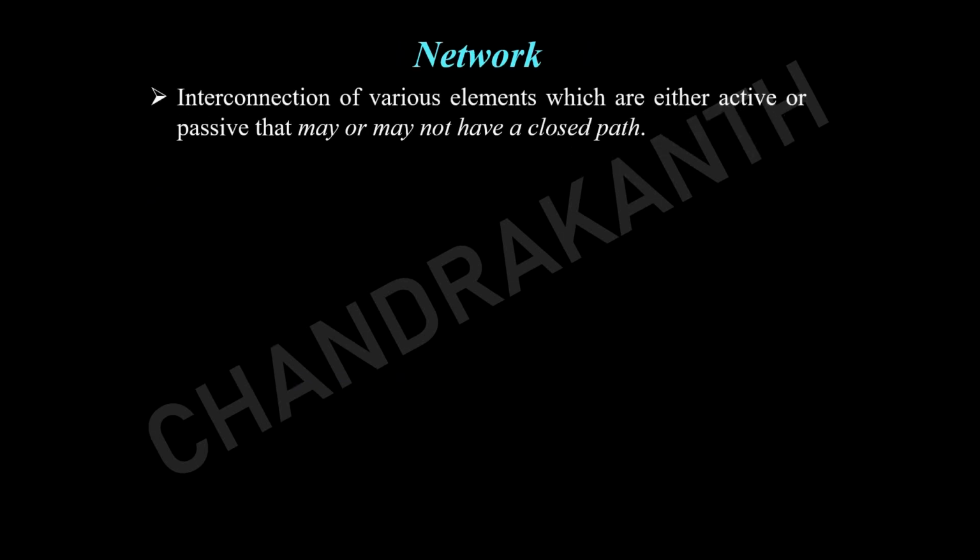Network. Network is nothing but interconnection of various elements. Those can be either active elements or passive elements, and the network may or may not have a closed path. For example, if you just represent a network by just pure resistive elements, which fall into the category of passive elements, this kind of representation is also called a network. If you observe, this network doesn't have any closed loops.